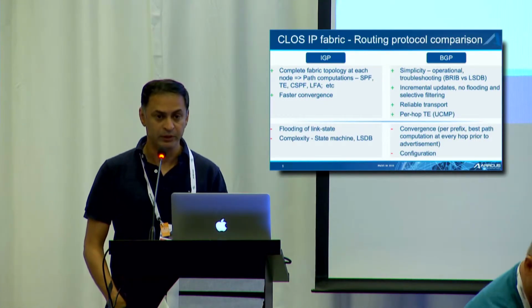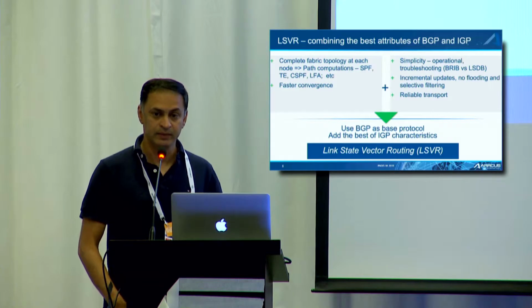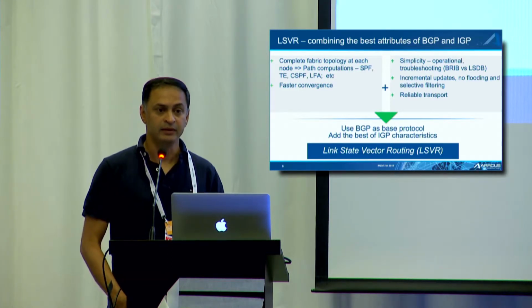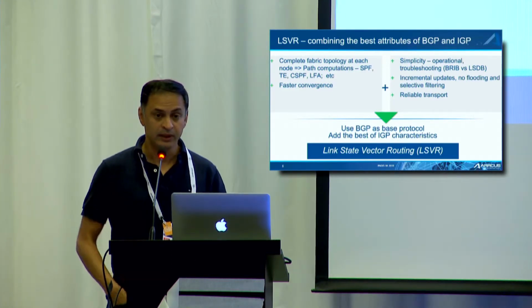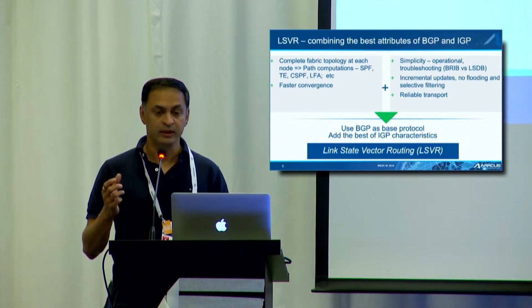So if you take all the positives of IGPs and you take all the positives of BGP and you combine them together, what you get is LSVR. In other words, you take the distance vector algorithm out, retain all the update announcements within BGP, replace the distance vector with Dijkstra, you have an LSVR, is what we call link state vector routing.